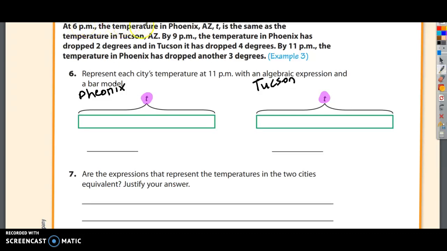So it says at 6 p.m. the temperature in Phoenix, Arizona T is the same as the temperature in Tucson, Arizona. By 9 p.m. the temperature in Phoenix has dropped 2 degrees, and in Tucson it has dropped 4 degrees. By 11 the temperature in Phoenix has dropped another 3 degrees. So 6 says represent each city's temperature at 11 p.m. with an algebraic expression and a bar model. All right, so what do we do? We go to Phoenix and we read carefully. What happened in Phoenix? Well, it dropped 2 degrees.